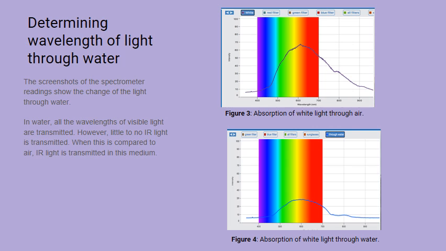We were able to determine the wavelength of light through water by using the spectrometer. As you can see, figure 3 is the absorption of white light through air, and figure 4 is the absorption of white light through water. These screenshots of the spectrometer readings show that the intensity of light was much lower through water, and also the amount of infrared light is little to nothing compared to through air. This just shows how infrared light is not transmitted in water.